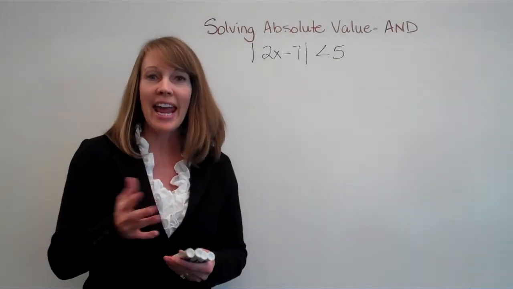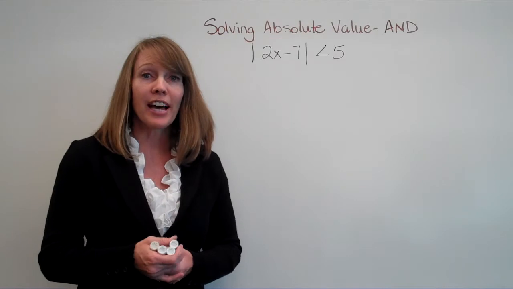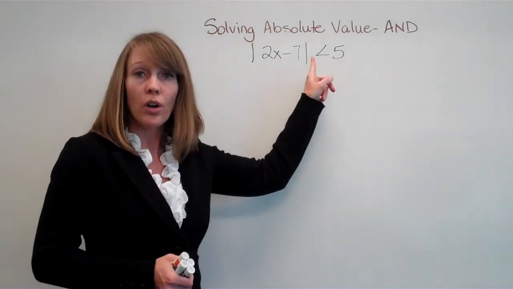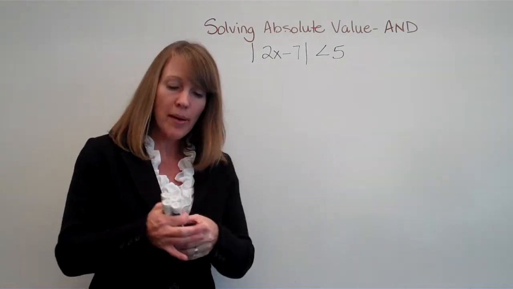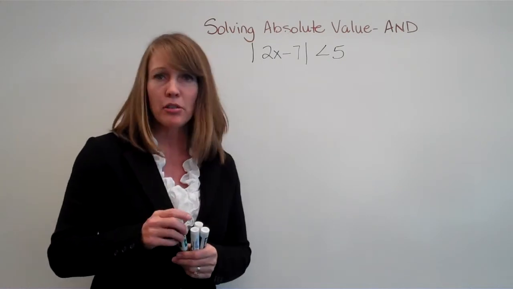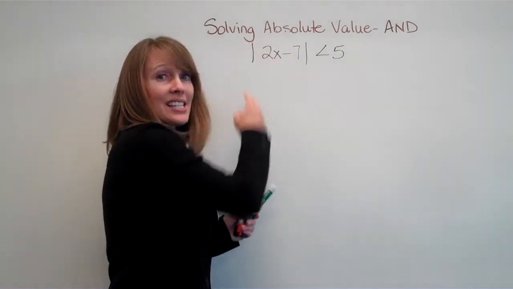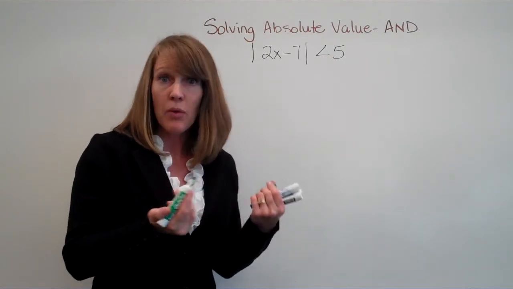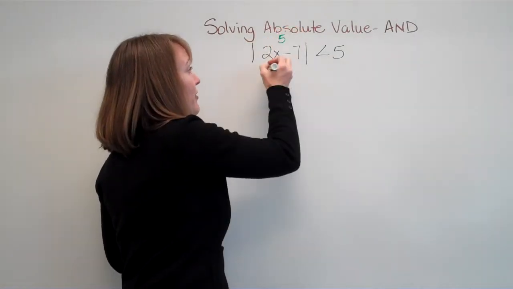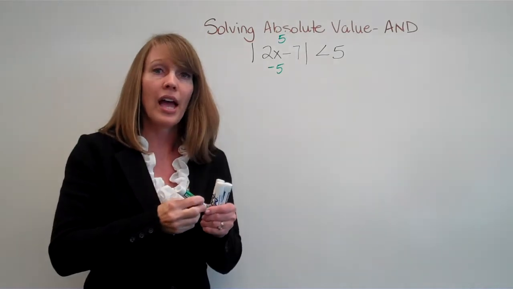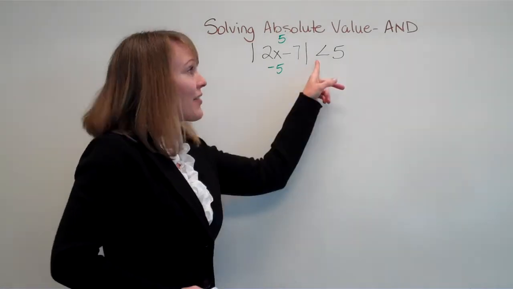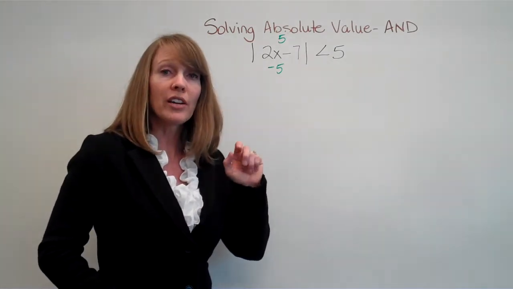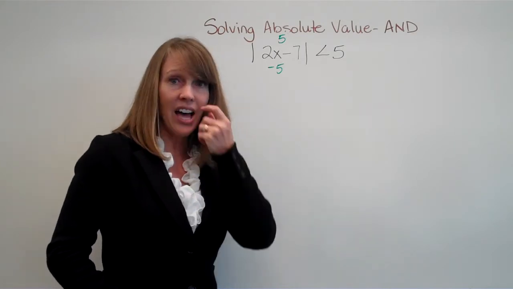All right, let's consider the "and" version. So these are absolute values that have a less than or a less than or equal to sign. Now remember, when we were thinking about just the absolute value, we said whatever was inside here could be equal to a positive or a negative 5, because that would come out and still be a positive 5 when you take the absolute value. However, remember now we have this less than sign, so we're looking for all the numbers that are less than 5.